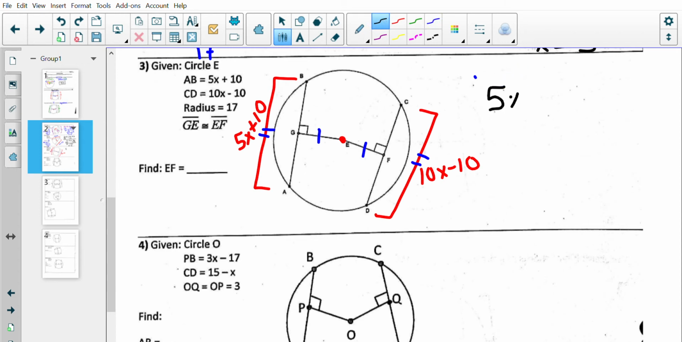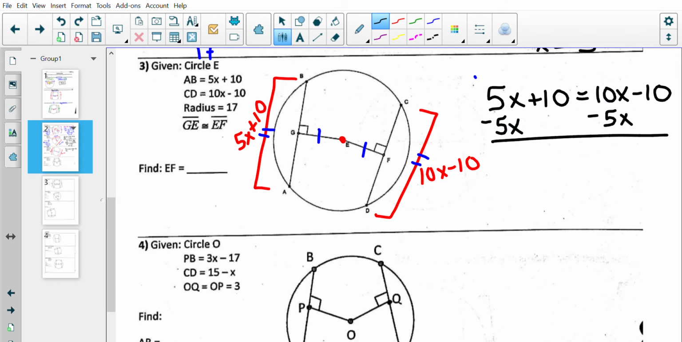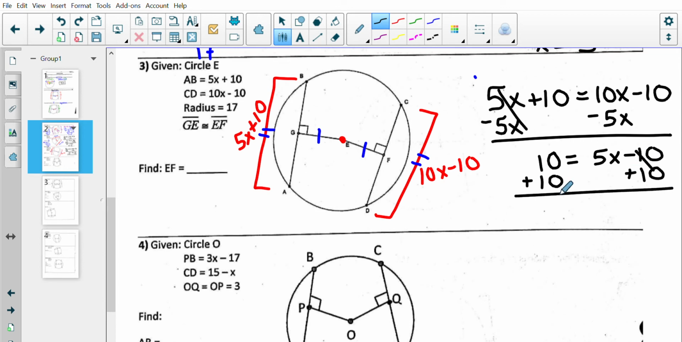So we have 5x plus 10 is equal to 10x minus 10. We're going to subtract the 5x on both sides. So we're going to have 10 is equal to 5x minus 10. Add 10 on both sides. We're going to have 20 is equal to 5x. So x will equal 4.